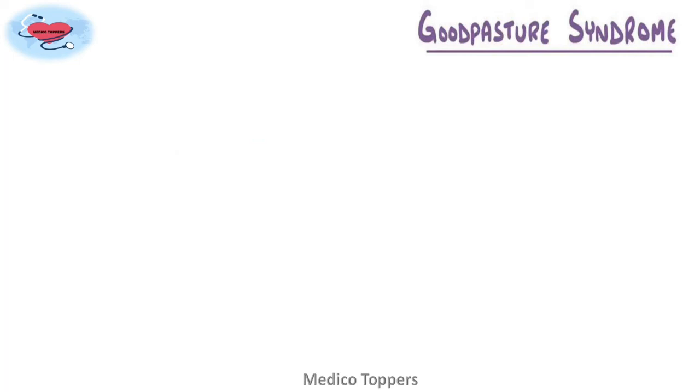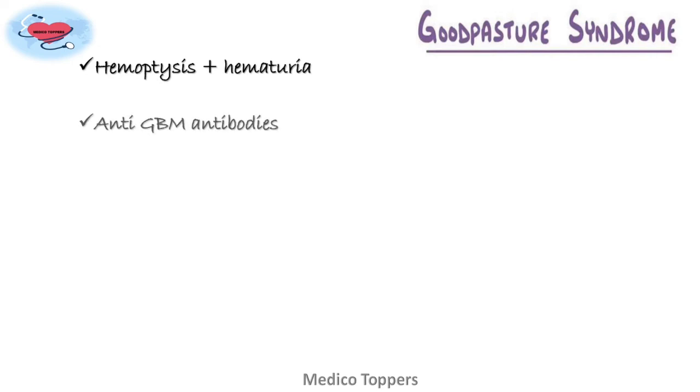So finally, when will we think of GPS? Hemoptysis with hematuria, and the patient is having anti-GBM antibodies also, especially IgG. And if they are smokers, this is more common. Men are more commonly affected than females. Also, a past history of preceding infection. So this is about GPS.